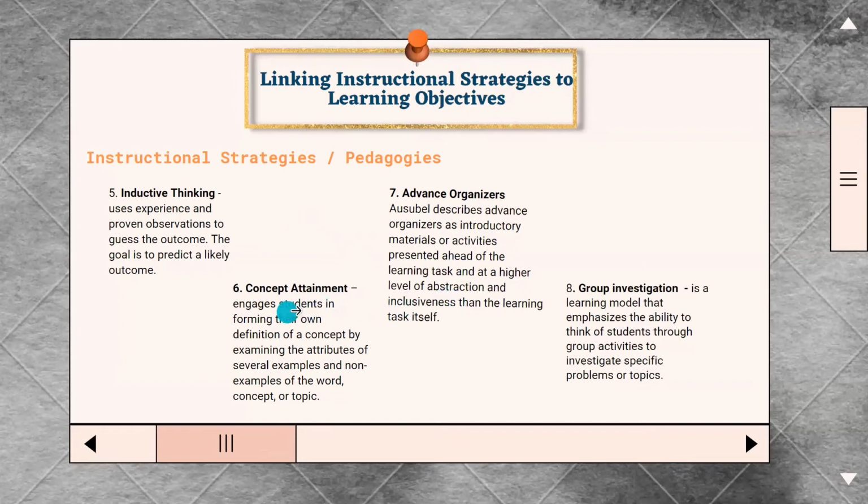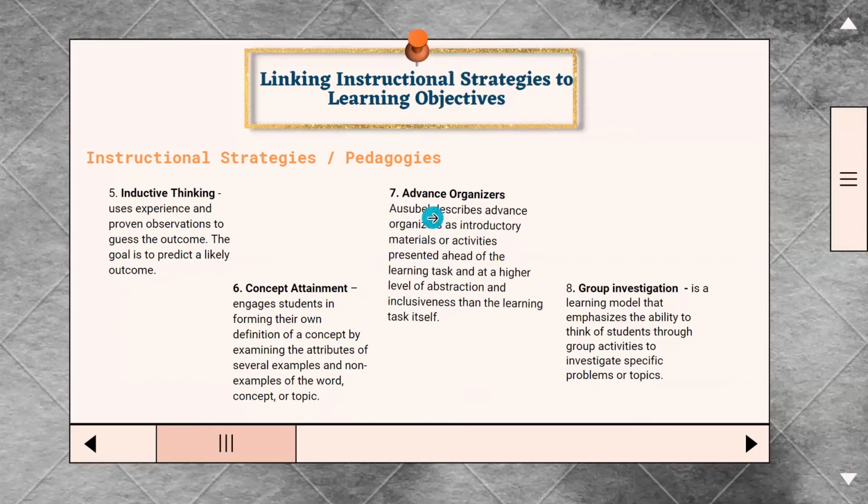Next is the concept attainment. Concept attainment engages students in forming their own definition of a concept by examining the attributes of several examples and non-examples of the concept or topic. It is an inductive process that helps bring meaning to concepts or helps construct concepts through the searching for common characteristics called attributes. In concept attainment, the student compares like examples and contrasts them with unlike examples.